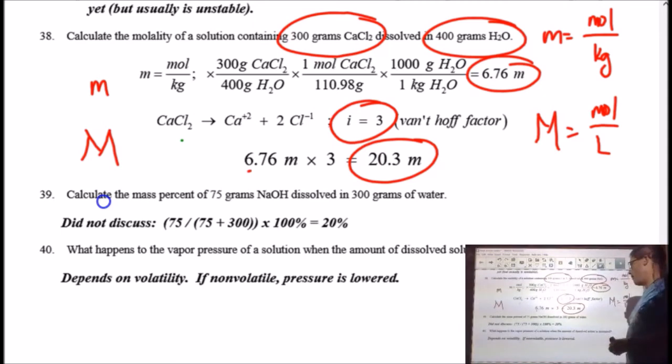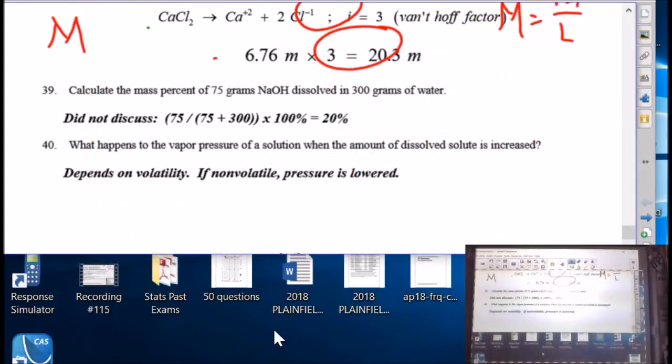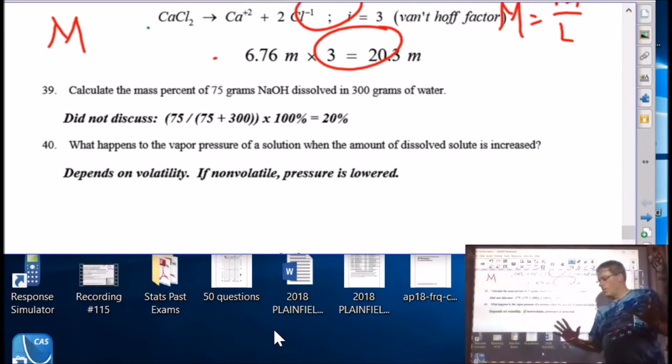40, what happens at a vapor pressure of a solution? And let me see here if I can kind of scoot that up a little bit. I apologize for that. Number 40, sorry. Sorry, I had to do this because I can only put so many questions on the Smart notebook.